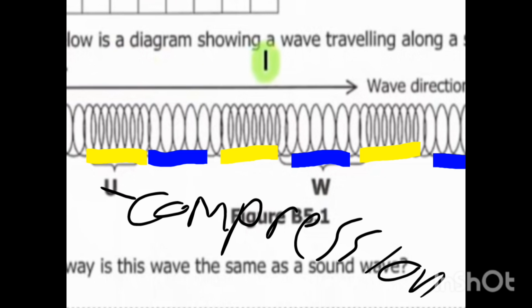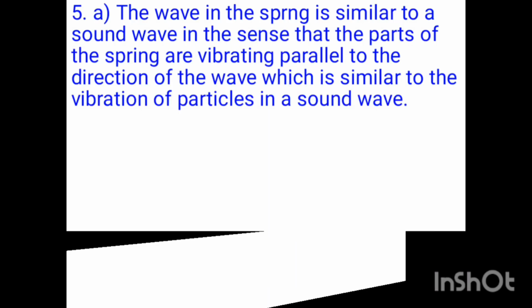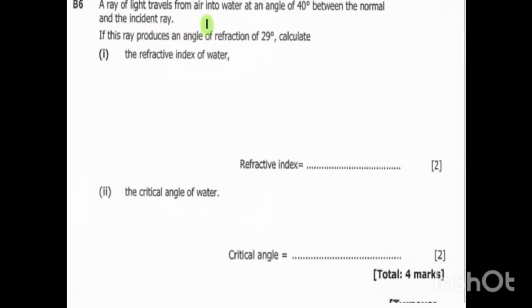And then W, these parts where the spring is stretching, we call them rarefactions. I indicated the answers as well over here. So those are the answers: compressions and rarefactions. Okay, we can proceed to the next question.